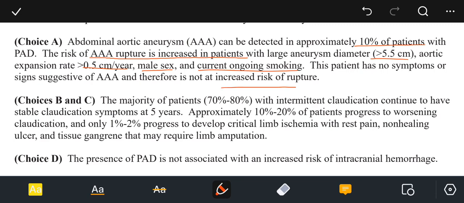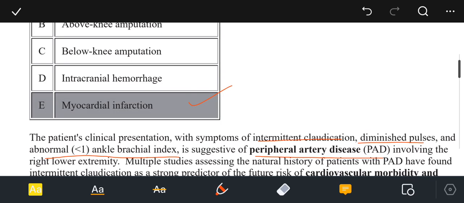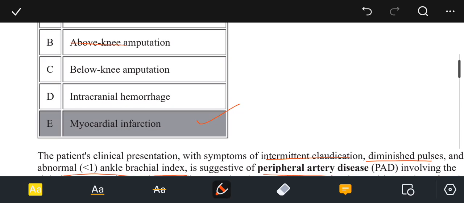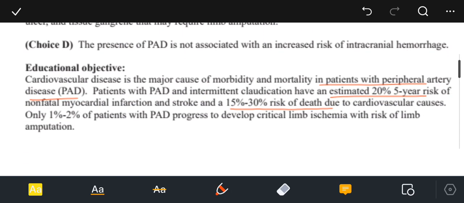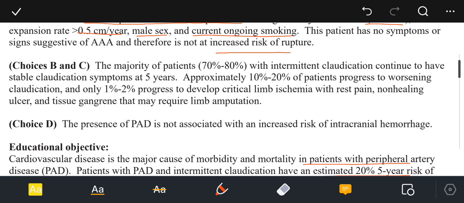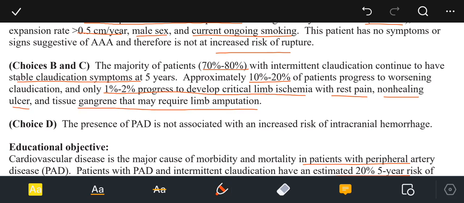The choice beta and Charlie, that is above knee amputation or below knee amputation, these were not the options of choice because the majority of the patients, that is 70 to 80% with intermittent claudications, continue to have stable claudication symptoms at 5 years. Approximately 10% to 20% of the patients progress to worsening claudications, and only 1 to 2% progress to develop critical limb ischemia with rest pain, non-healing ulcer, and tissue gangrene that may require limb amputation.